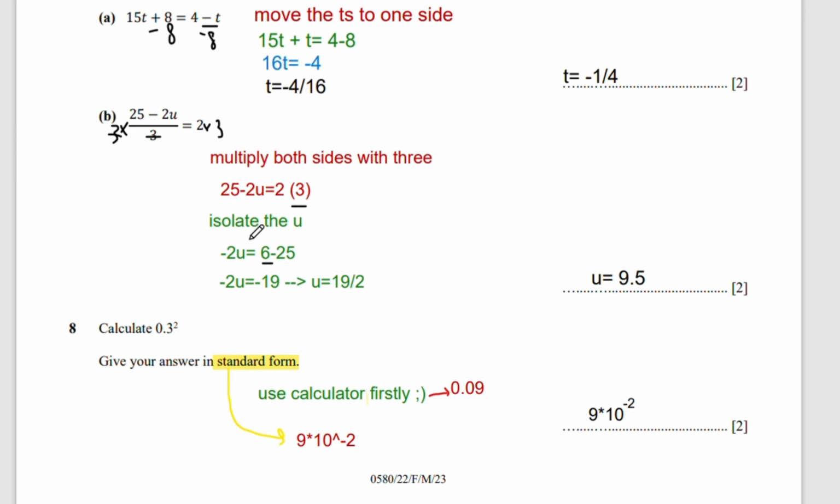And then we want to isolate the u. As you can see, I subtracted 25 from both sides to have u on one side. And we got negative 19 on the side after simplifying it. And here we have negative 2u. Divide both sides by negative 2, so negative 2 right there, and negative 2 right here. And we will have u is equal to 19 over 2, which is the same as 9.5.